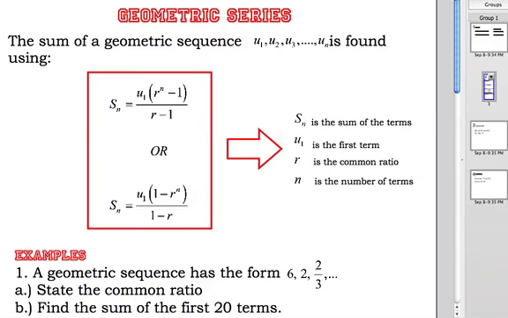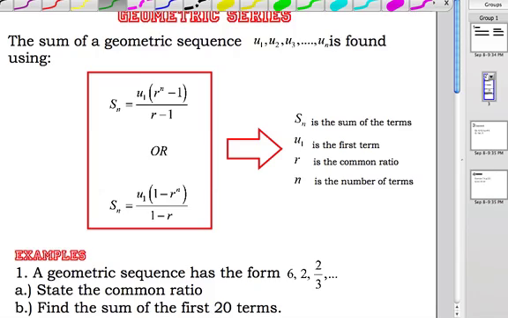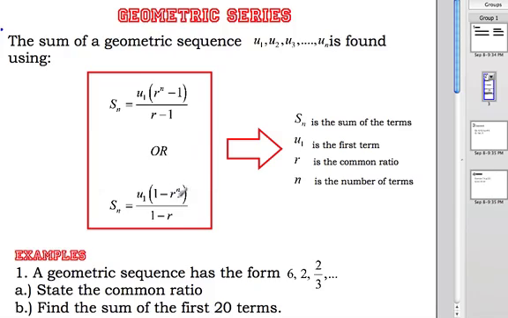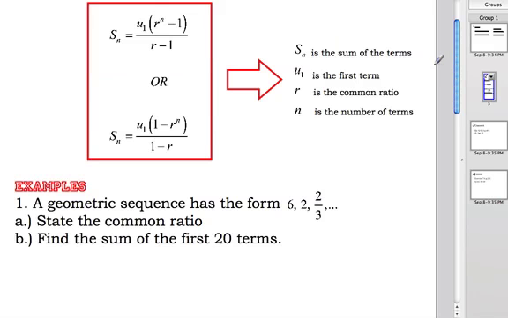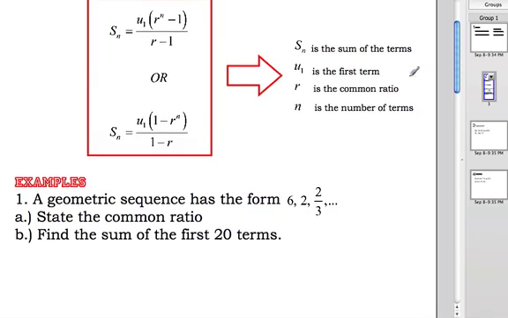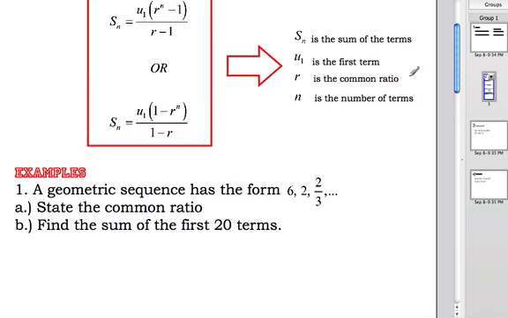So here's the formula for the sum of a geometric series. There's two different versions. They're both just as easy or just as complicated, whichever way you look at it. And here's what the terms or the variables in the equations mean. So Sn is the sum, U sub 1 is the first term, and so forth. So we're going to put this to work now in a few examples.